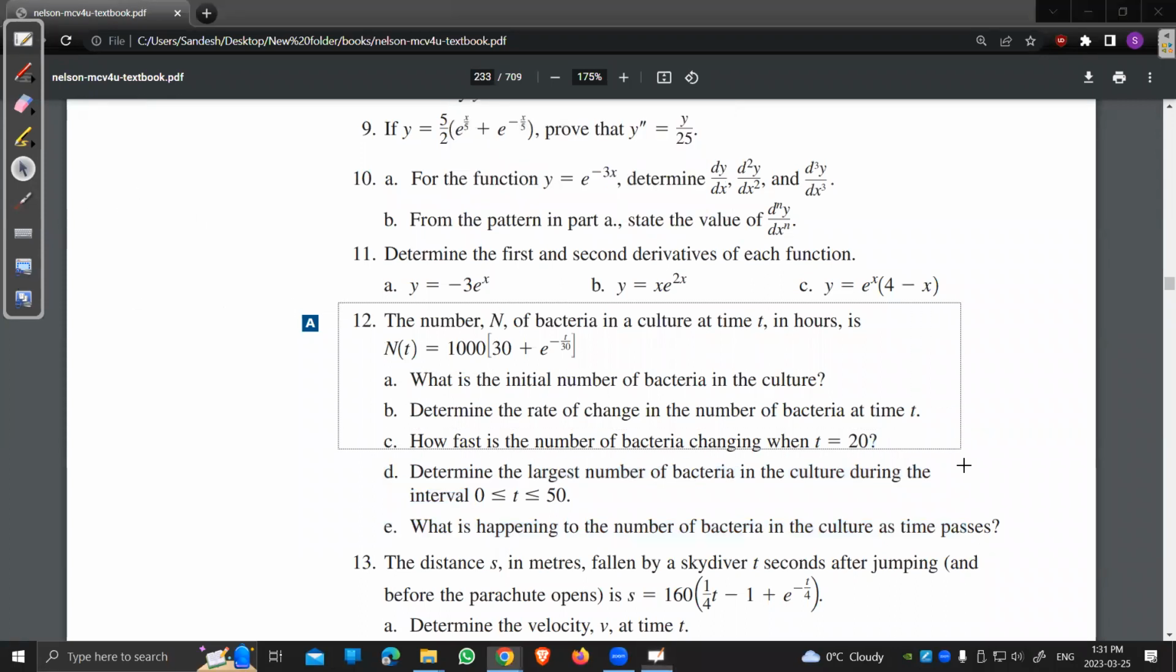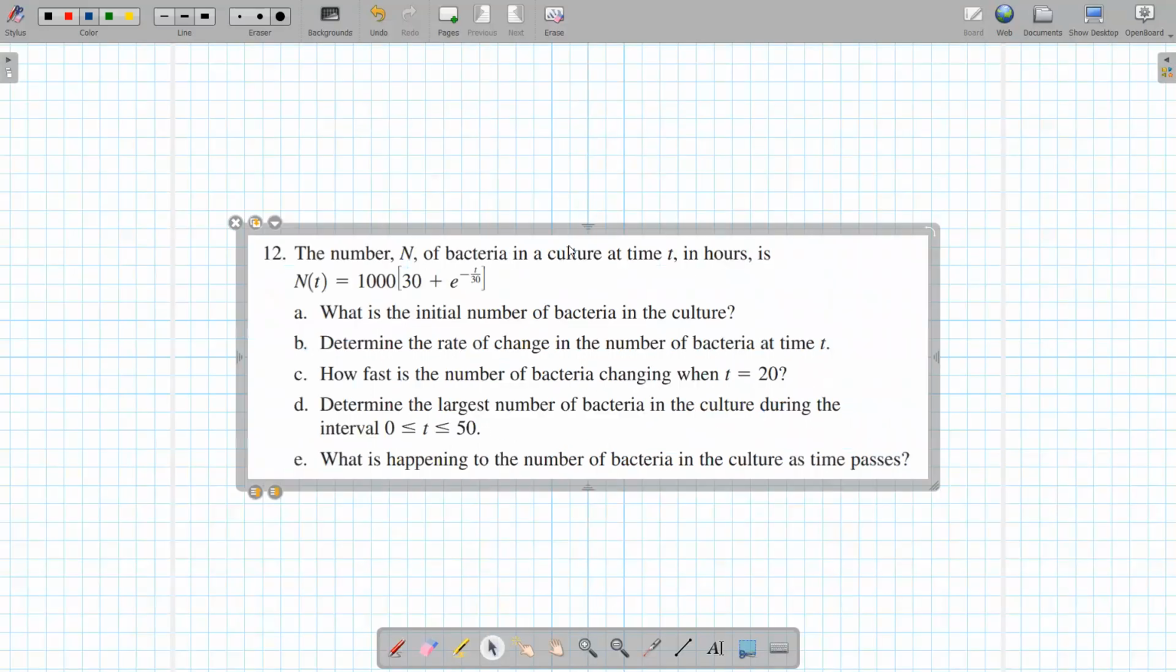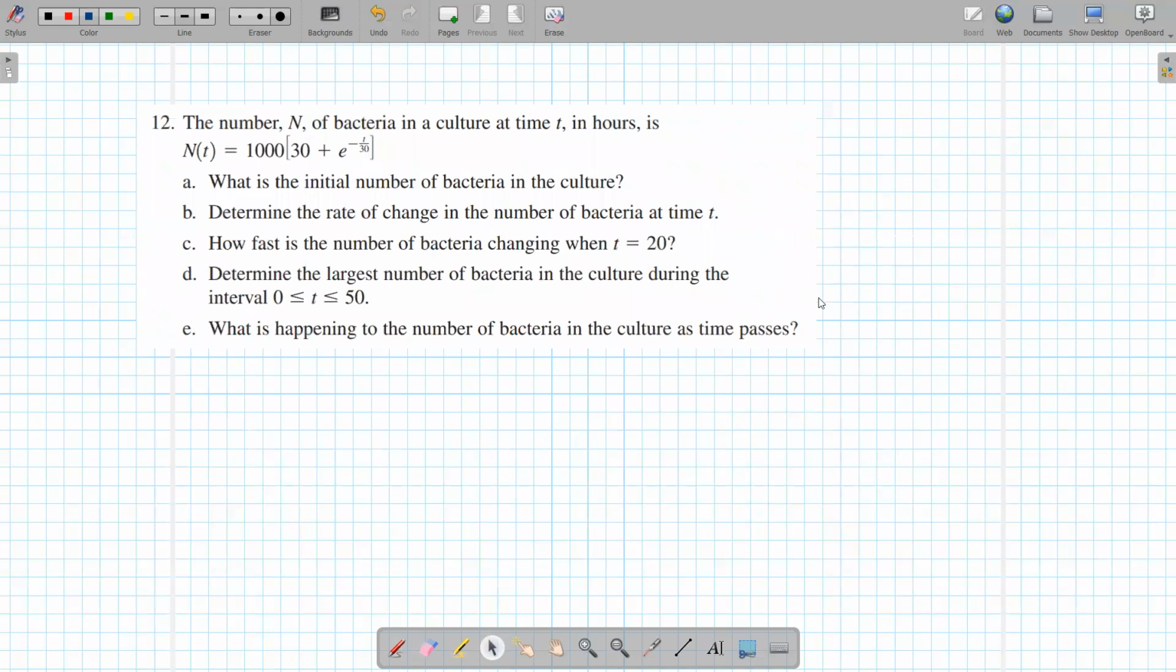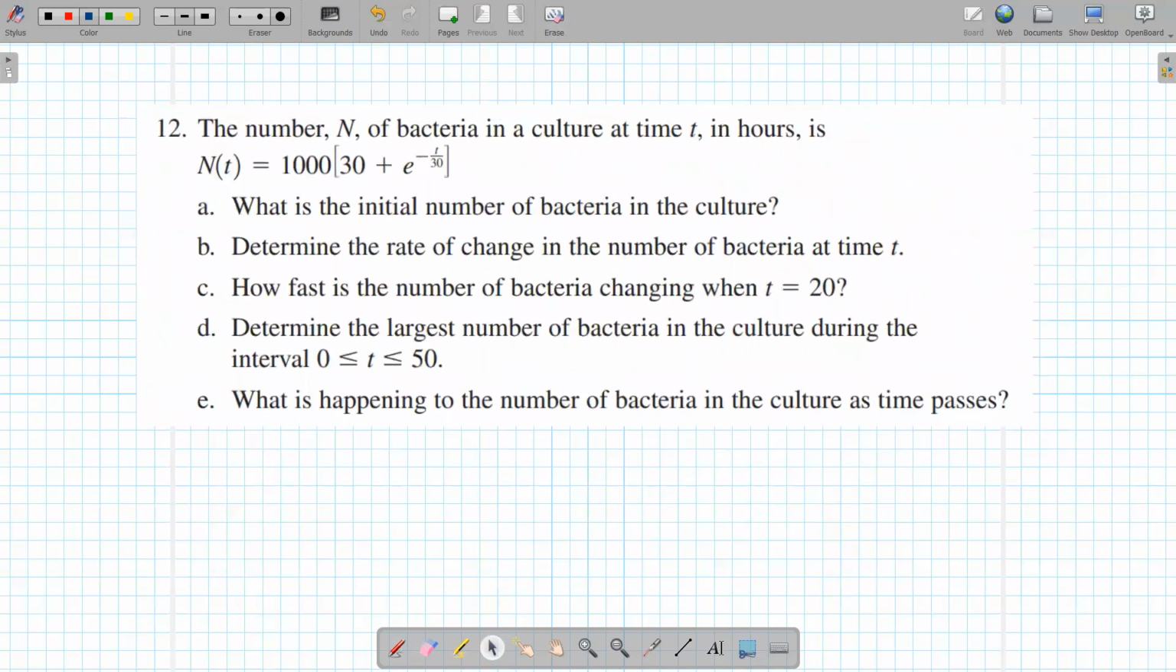The next question has to do with bacterias. Are you a fan of bacterias? I don't know what that question even means, but when you think of bacterias, you're thinking of the bad things, right? Yes. But there's good kinds of bacterias as well in life.